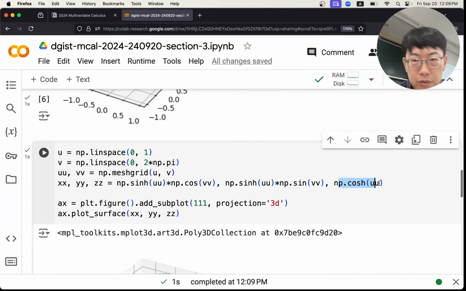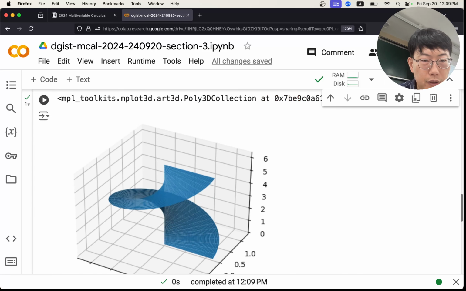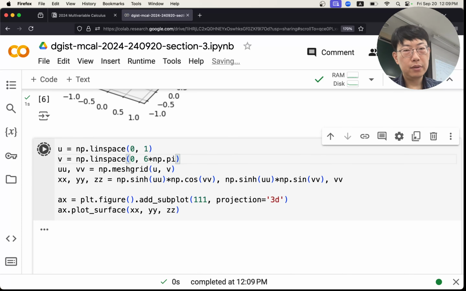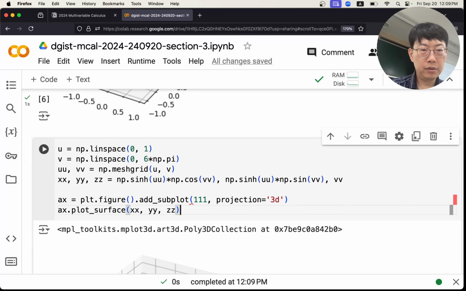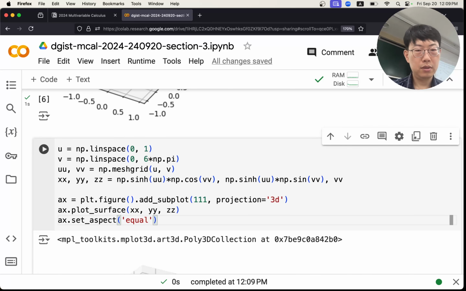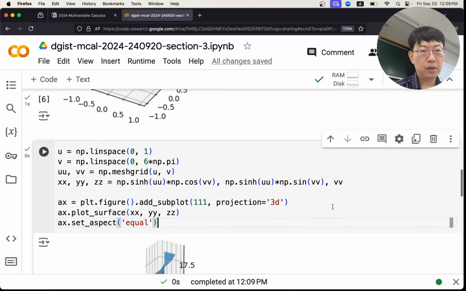Sorry, it's not U, it's V. Yep, so you have it here. So you can increase the range of V to, I think, maybe 6 to get a longer helicoid. So let's see. I'm going to set the aspect ratio equal to see that the helicoid is actually a helicoid.